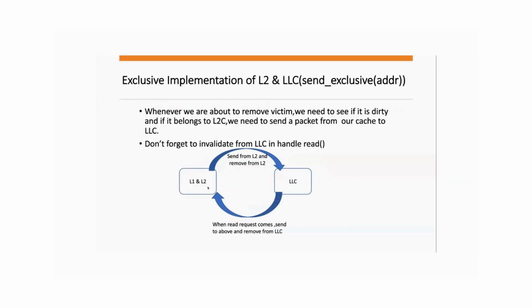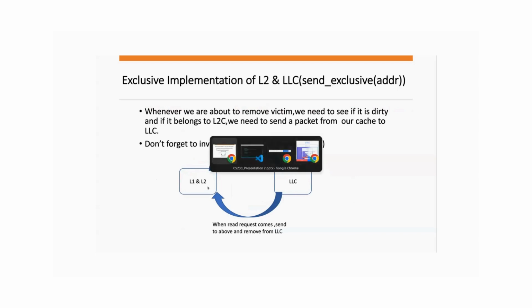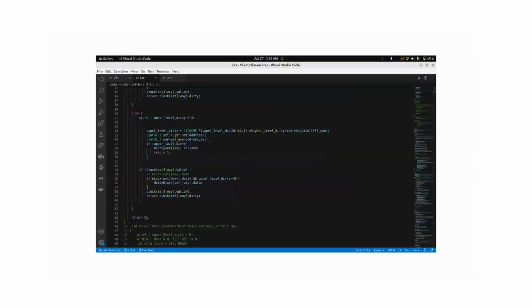So this is our inclusive implementation. In the exclusive implementation, it is simple. We just take an address and see if it is dirty. If it is dirty, just send it to the lower level. That's it. Many times we forget to invalidate it from LLC when we do the read function. When we call a read from L1 to L2, we forget checking that. So this is my code for exclusive.